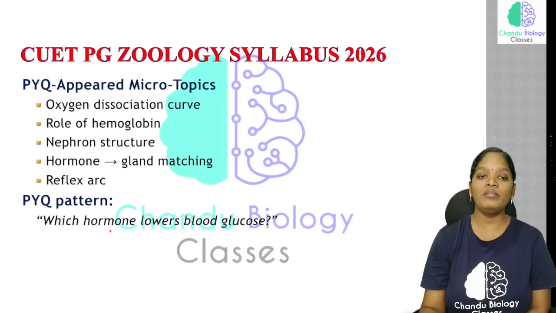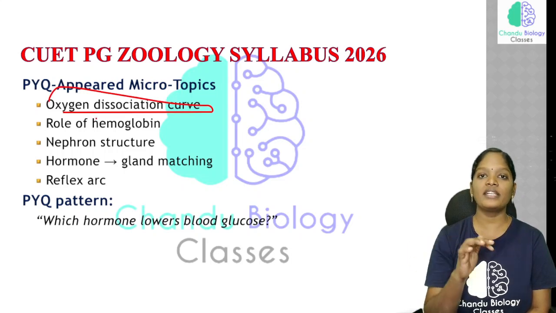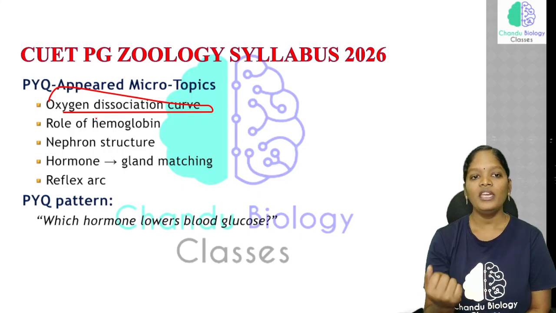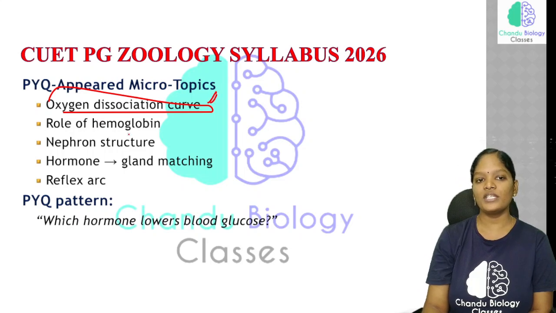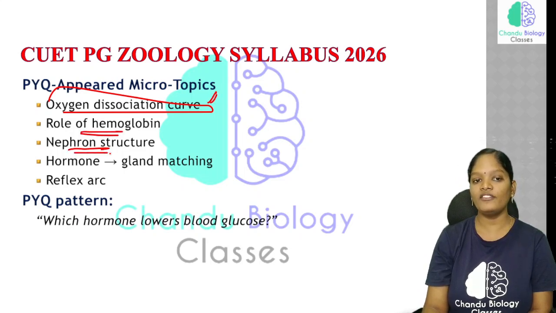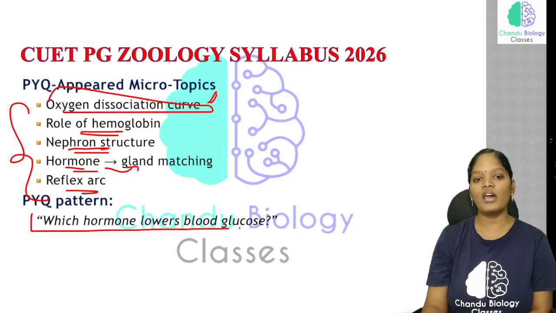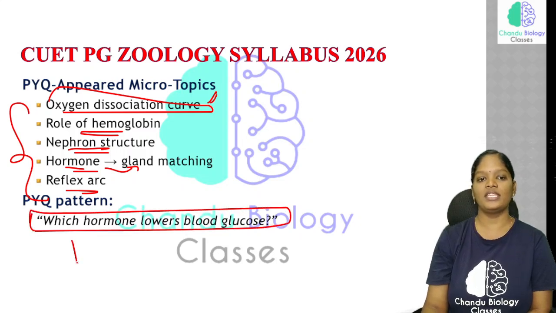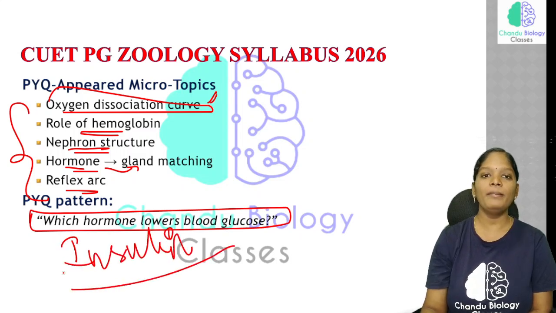So the questions can arise from the oxygen dissociation curve. If it is a right shift, what will happen? If it is a left shift, how will the curve be? Okay, so this is the oxygen dissociation curve, the role of hemoglobin and nephron structure, hormone and gland matching, reflex arcs. All these are micro topics that are very important. Say for example, which hormone lowers the blood glucose? That is nothing but insulin. These are all the basic questions.